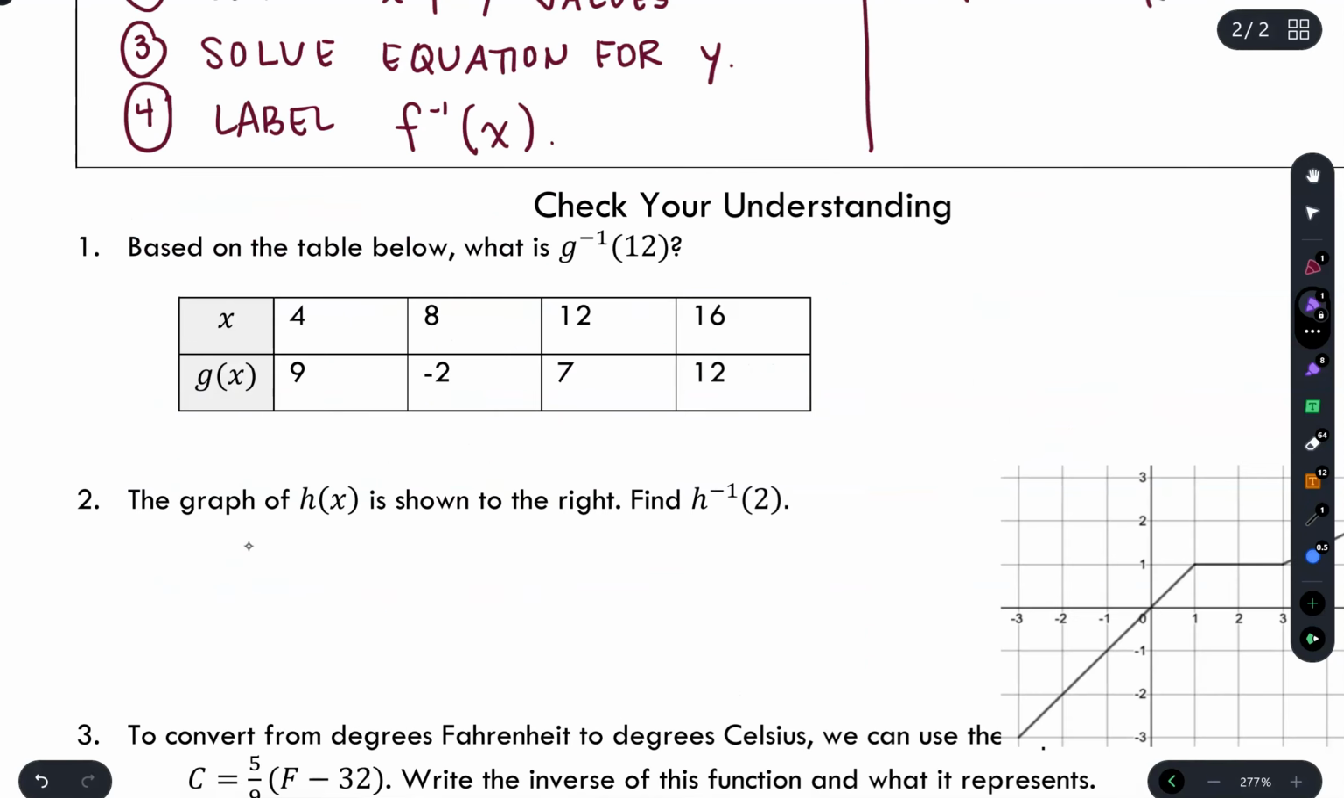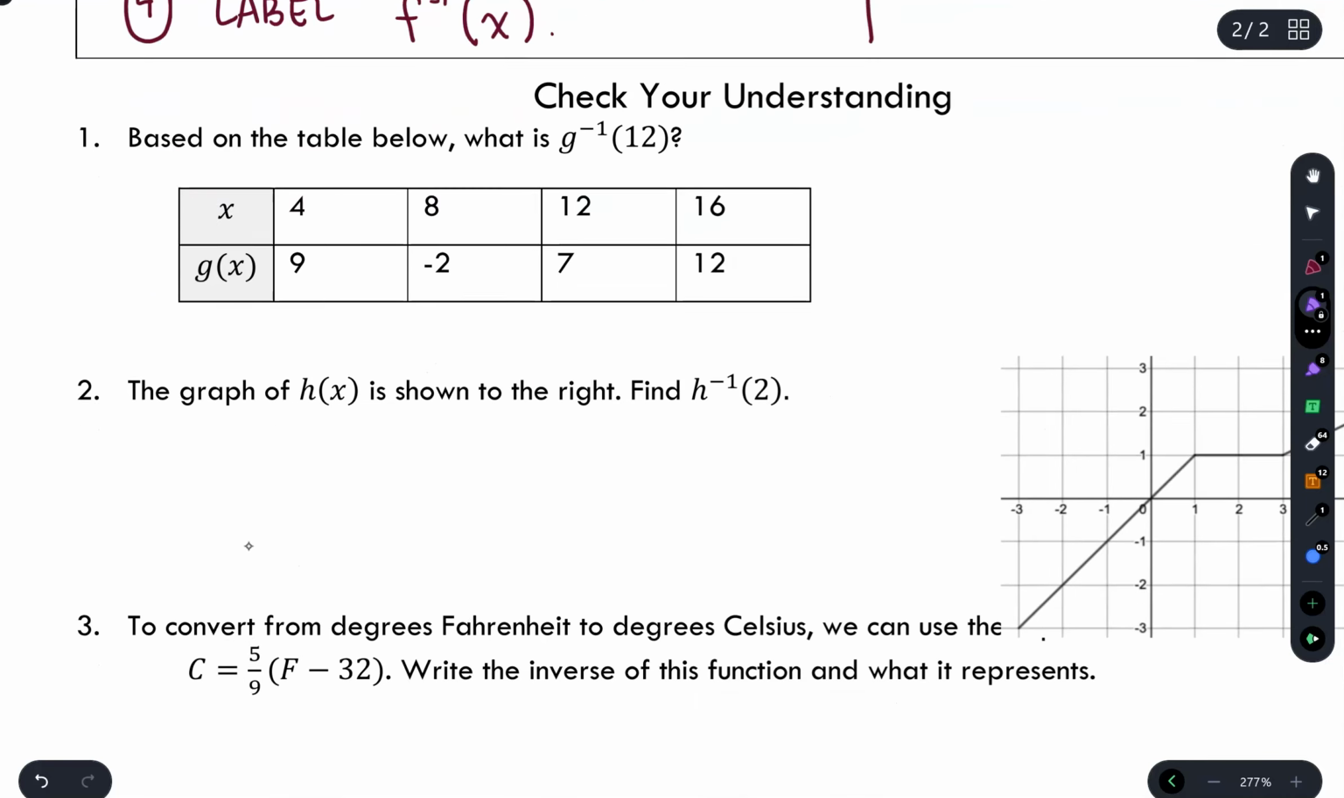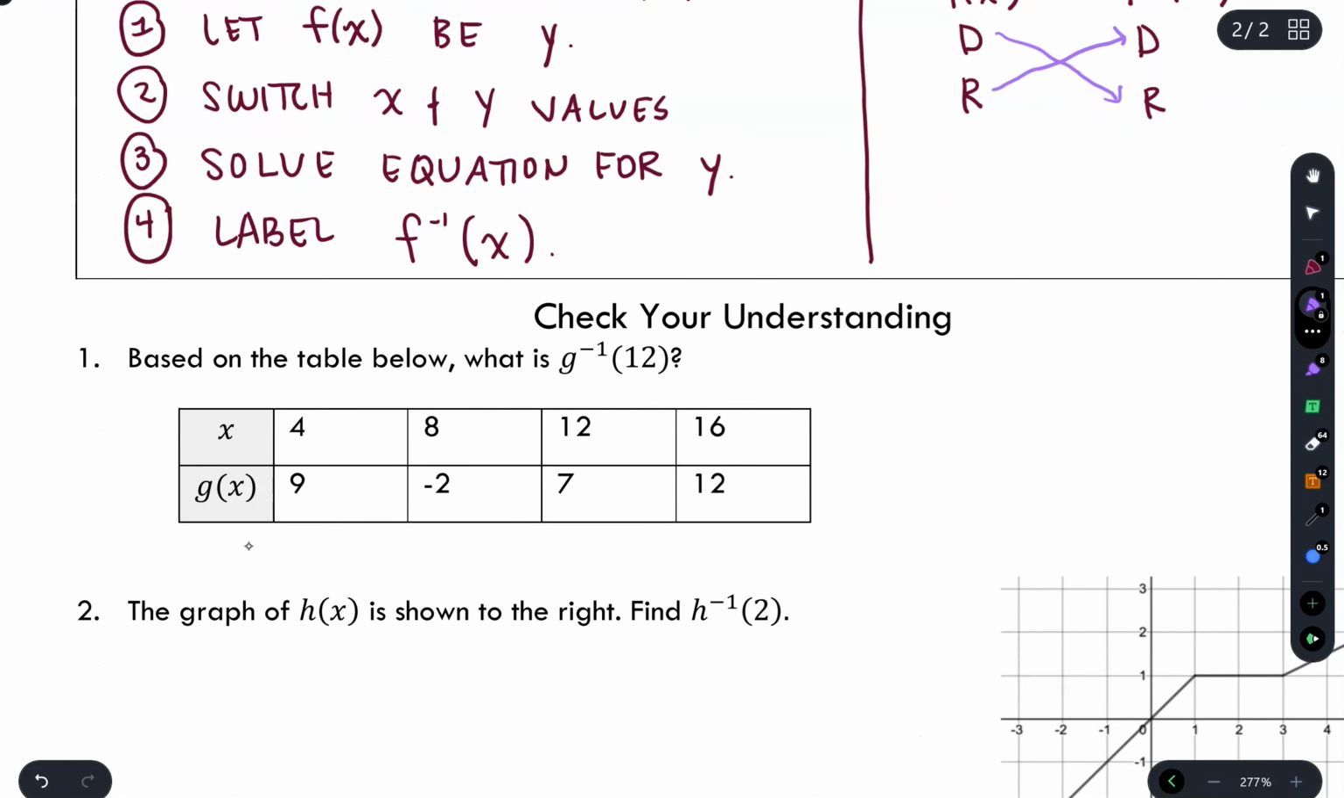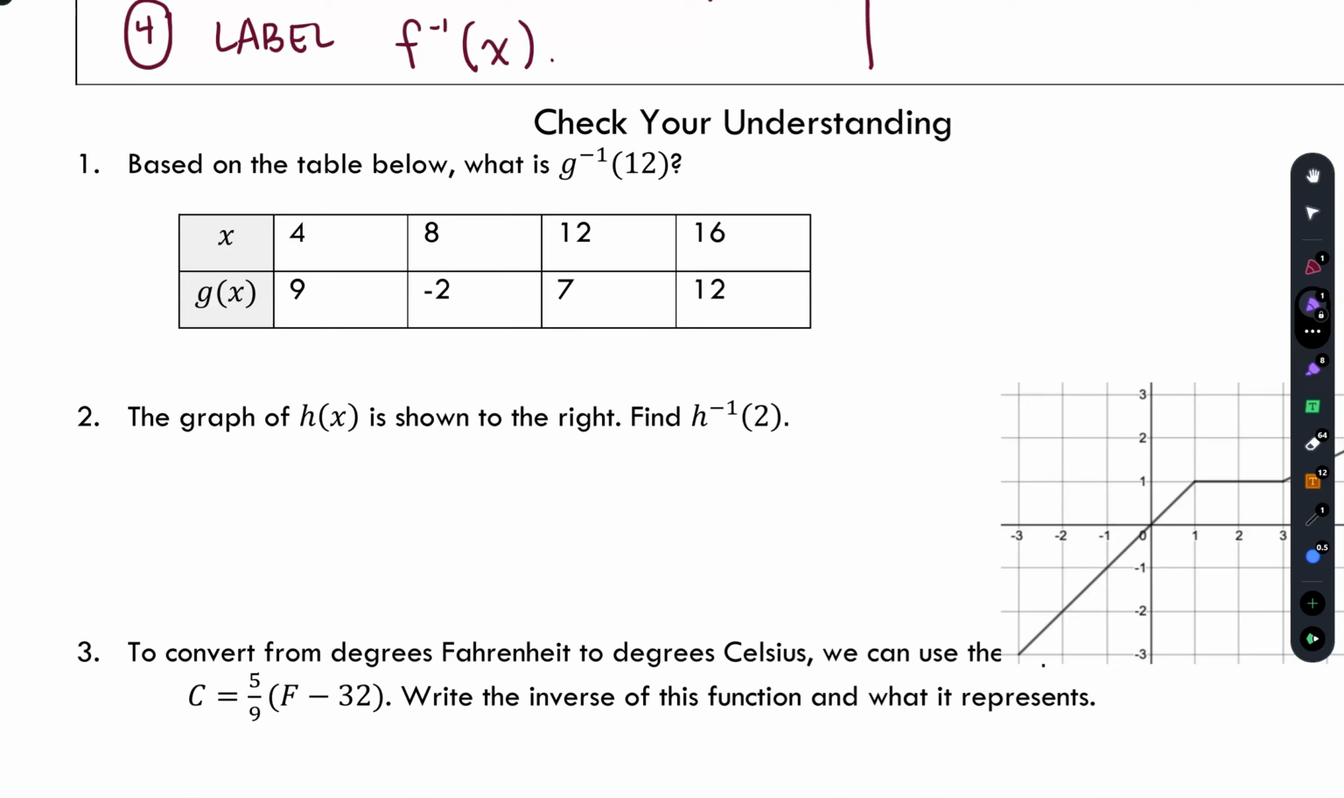Okay, so take a second now and work through these 5 questions here. So let's look at number 1. It says, based on the table, what is G inverse of 12? So how would I find this?